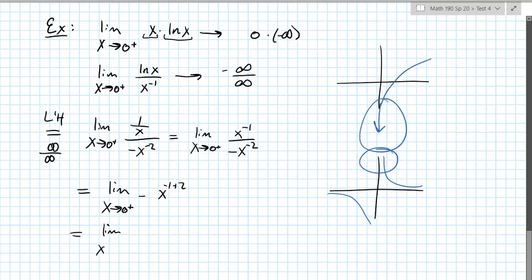just x to the positive 1. And now we can use the direct substitution property, and we have 0, -0, which is the same as 0.